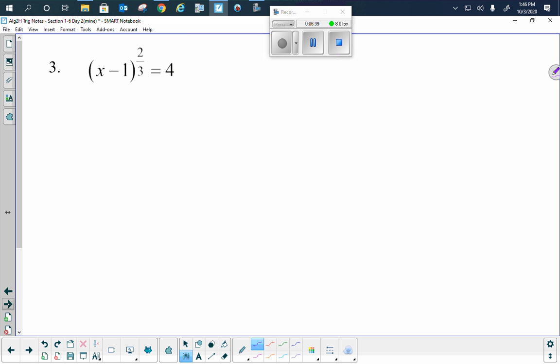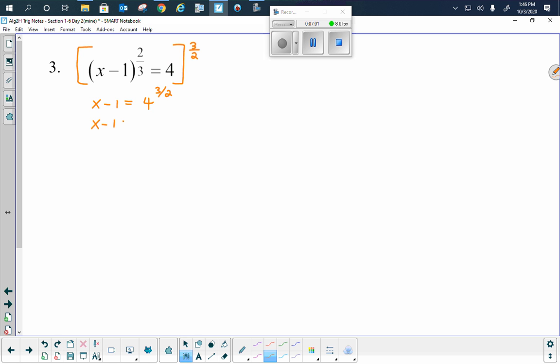So maybe you want to try it yourself if you're starting to feel comfortable, and then come back and join me. So I'm going to raise both sides to the 3 halves power. That'll make it x minus 1 equals 4 to the 3 halves.